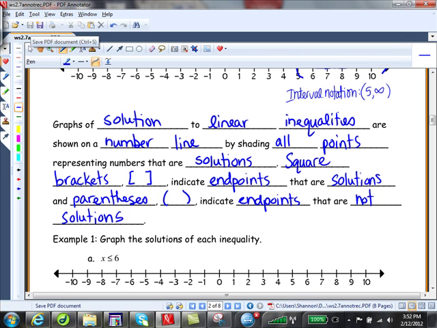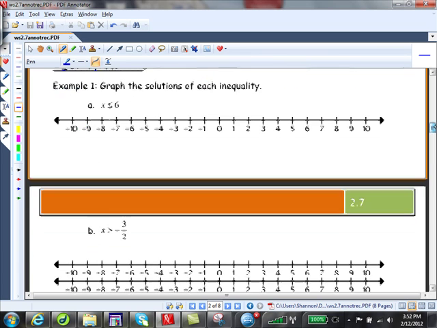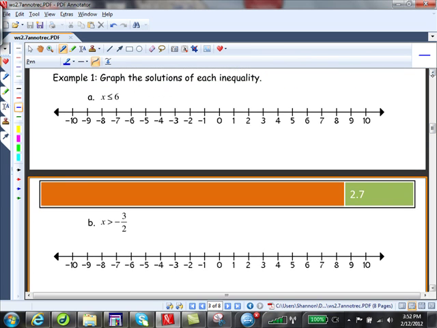Okay, so let's graph the solutions of these inequalities. So why don't you go ahead and give this a try and see how you do.